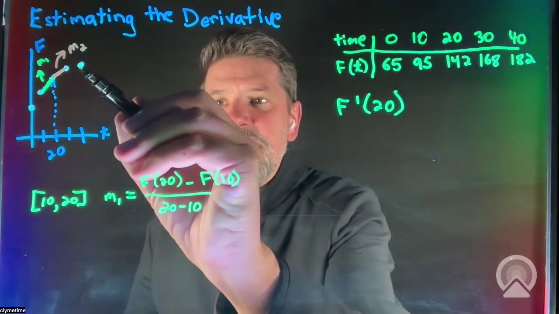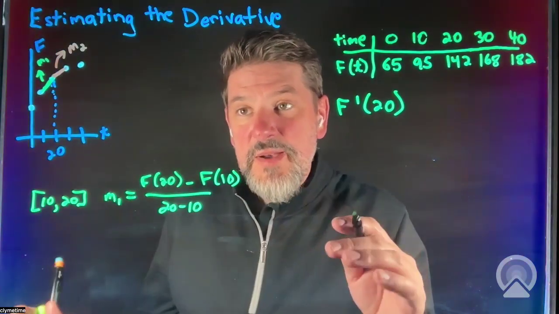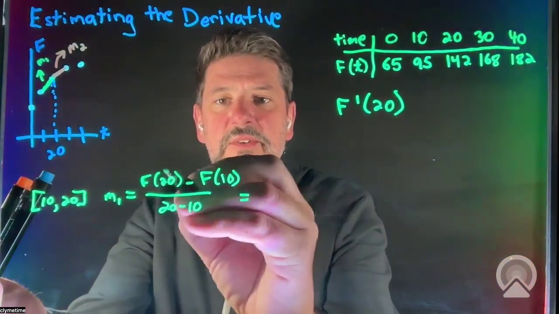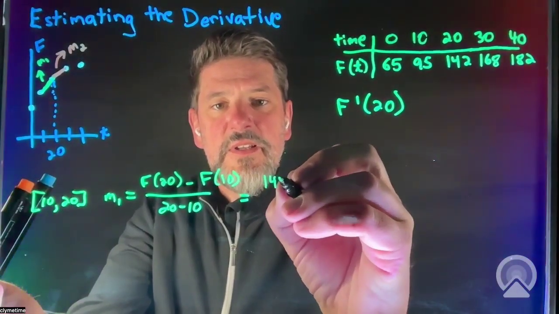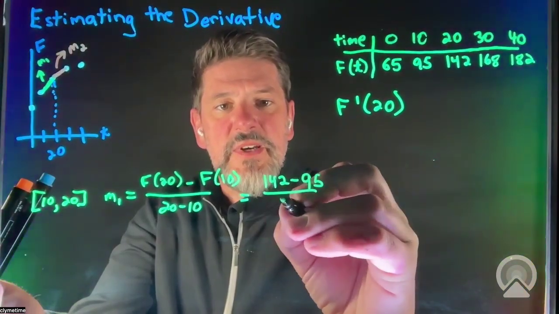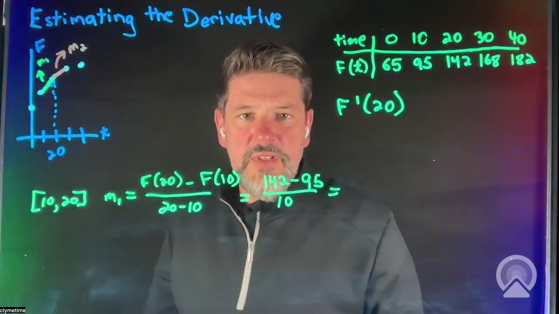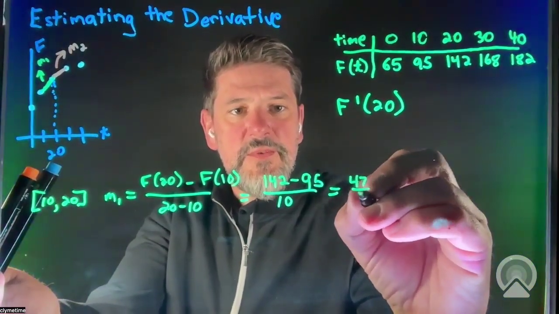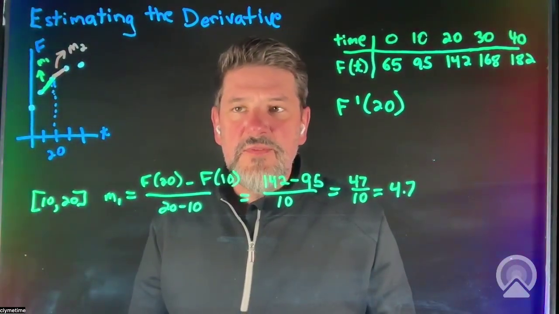And you can see that the difference in y values goes down over time. Even though they're always going up, the difference is going down. So I just look at the table. F of 20 is 142. F of 10 is 95. And then divide that by 20 minus 10, which is 10. And you end up with 47 over 10, which is 4.7. So what that tells us is the slope M1 is 4.7.